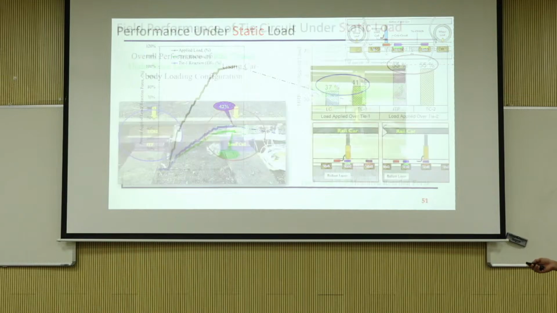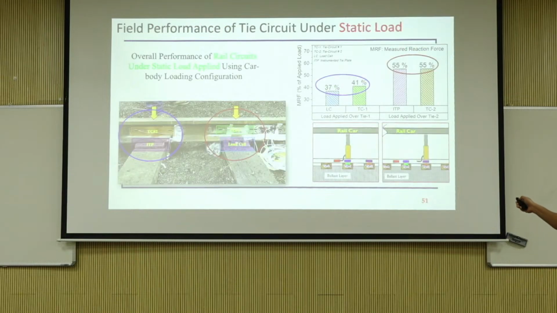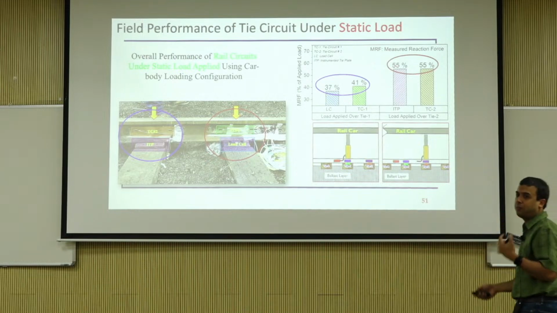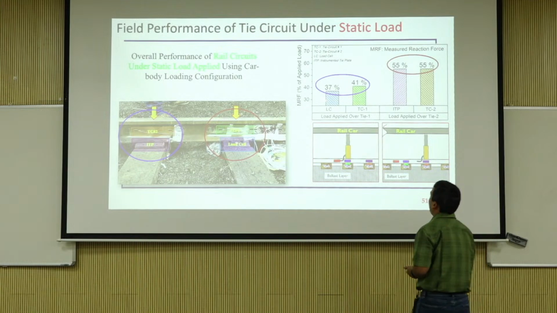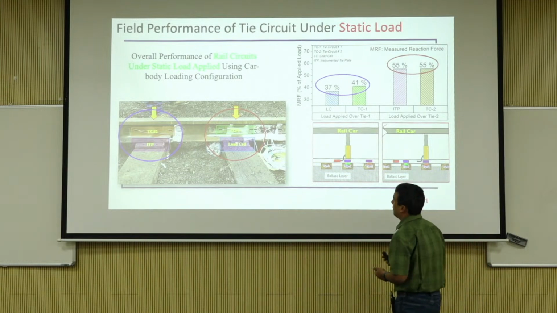But this is one site. At the other site, we actually got an exact match. This is load cell to tie circuit. This is the instrumented tie plate to tie circuit. And here you see 55%, both of them. Here it is about a 4% difference. Why? We don't know. That's what the exact data is.